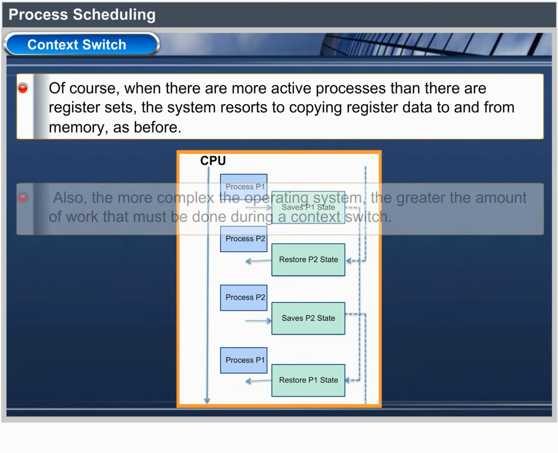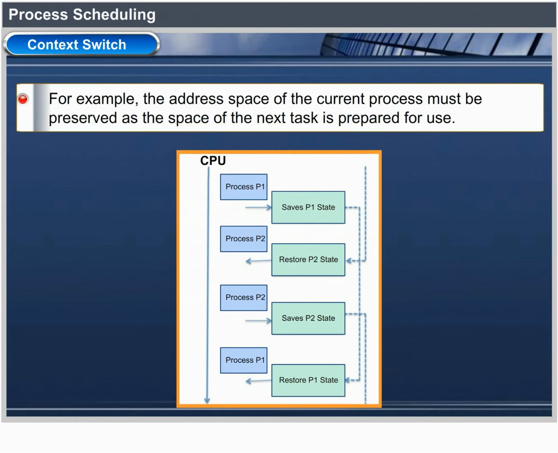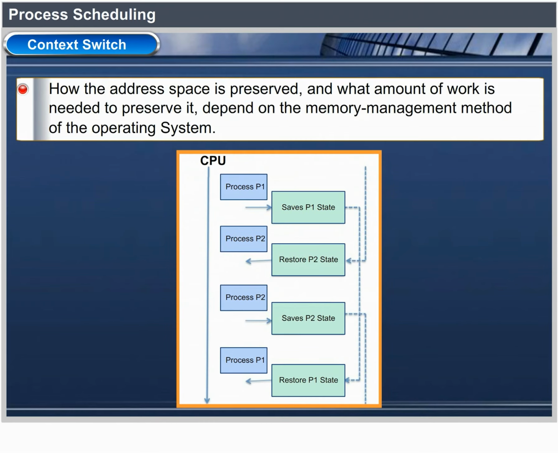Also, the more complex the operating system, the greater the amount of work that must be done during a context switch. For instance, the address space of the current process must be preserved as the space of the next task is prepared for use. How the address space is preserved and what amount of work is needed to preserve it depend on the memory management method of the operating system.